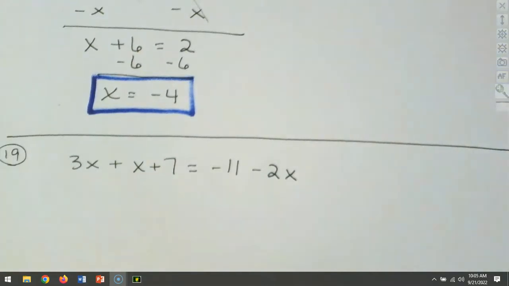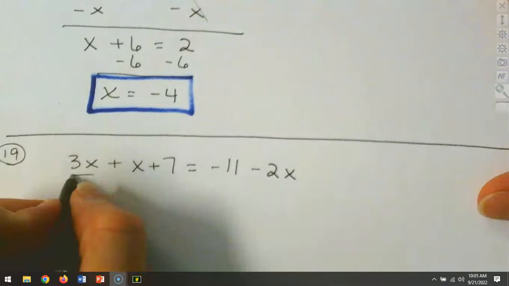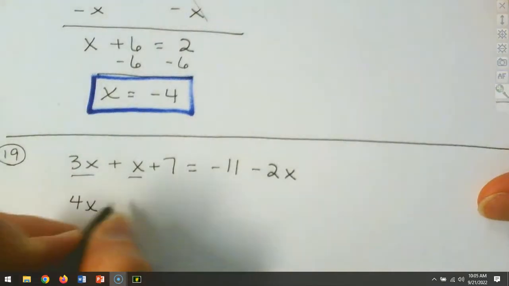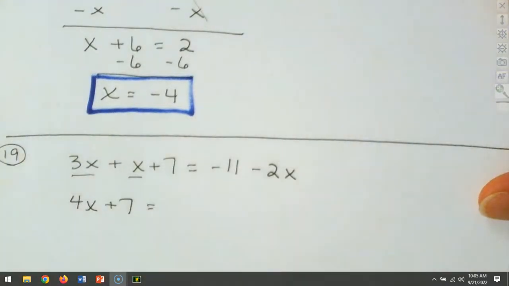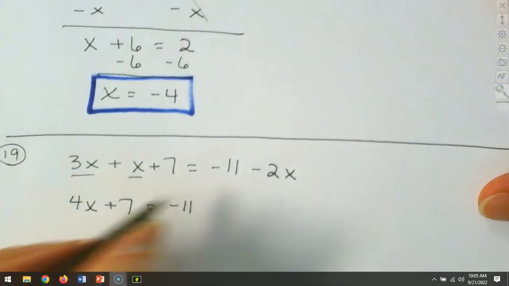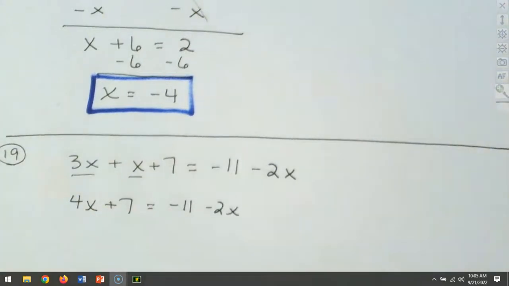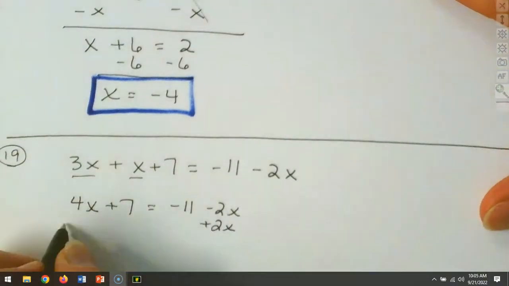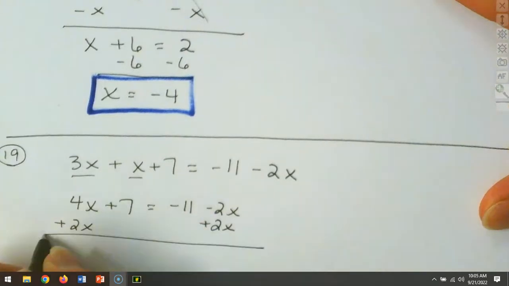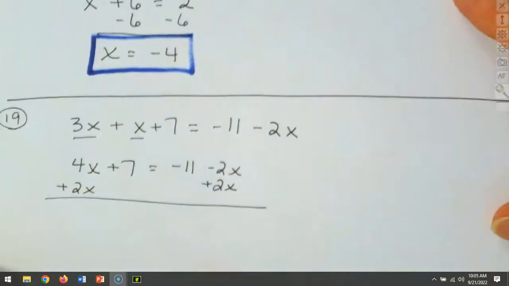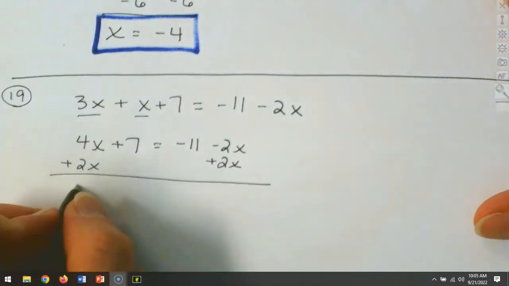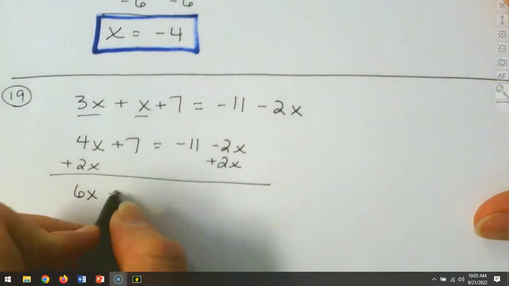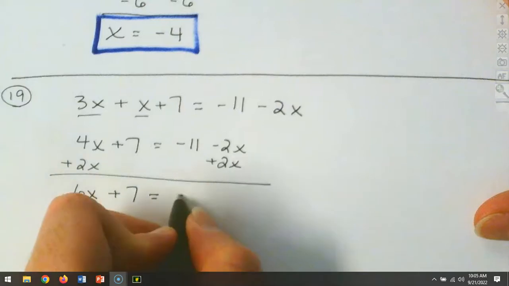Now we can work it out. These can go together, and that makes it 4x plus 7 equals 11 minus 2x. What would I do next here? I would go ahead and add that 2x over. So let's go ahead and add that 2x over. And that leaves me then with 6x plus 7 equals 11.